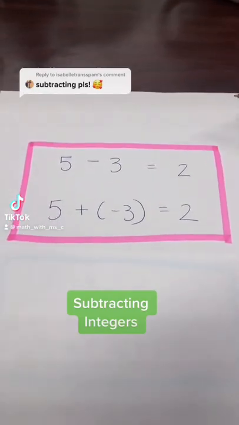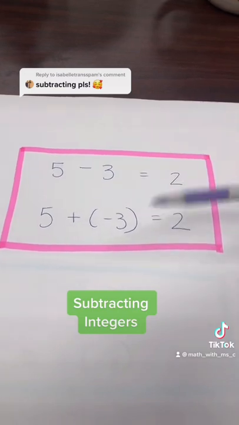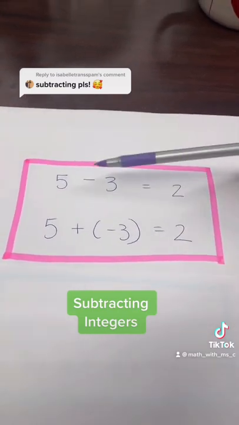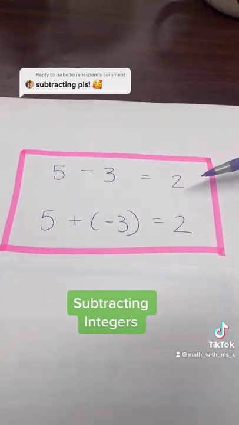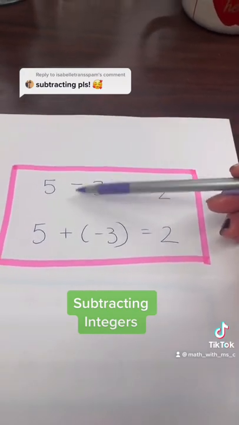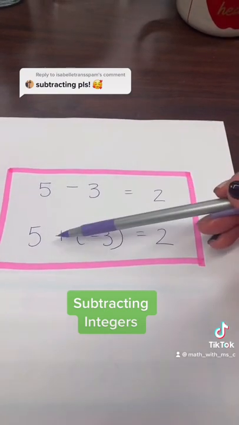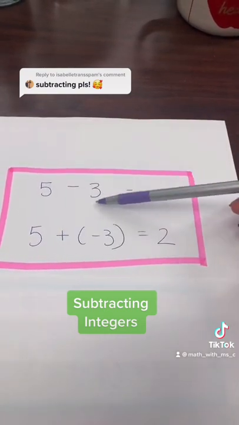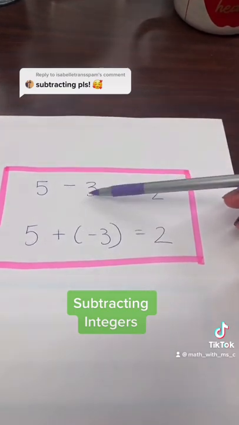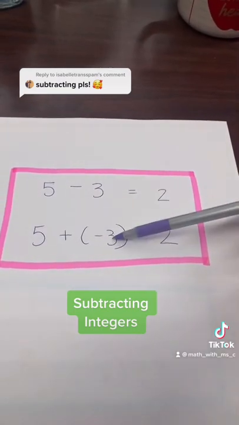Before I move into subtracting integers, did you know that subtraction is the same as adding the opposite? So we all know that 5 minus 3 equals 2. So what I'm going to do is, subtraction means you're adding the opposite. So I would change this to addition, and 3 is positive. The opposite of 3 would be negative 3. So subtraction means you're adding the opposite.